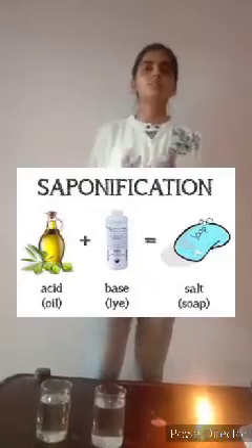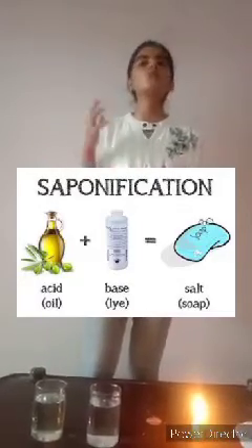The chemistry behind this reaction is saponification. Saponification is a reaction which is used to produce soap. In this reaction, a fat, maybe vegetable fat or animal fat, reacts with a strong alkali, that is lye, here caustic soda, that is sodium hydroxide, to produce fatty acid salt, that is soap, and alcohol.